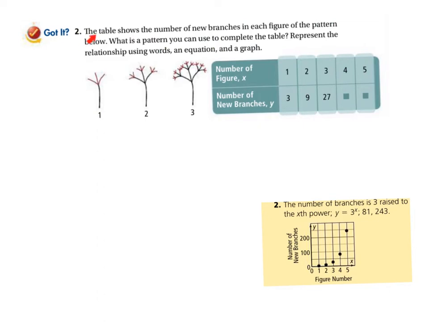Alrighty. The table shows the number of new branches in each figure of the pattern below. What is a pattern you can use to complete the table? Represent the relationship using words, an equation, and a graph. So if I have figure 1, right, there's 3 branches sticking off. Now from those 3, right, so figure 2, each one of those branches off into 3. Figure 3, each of those branches off into 3.